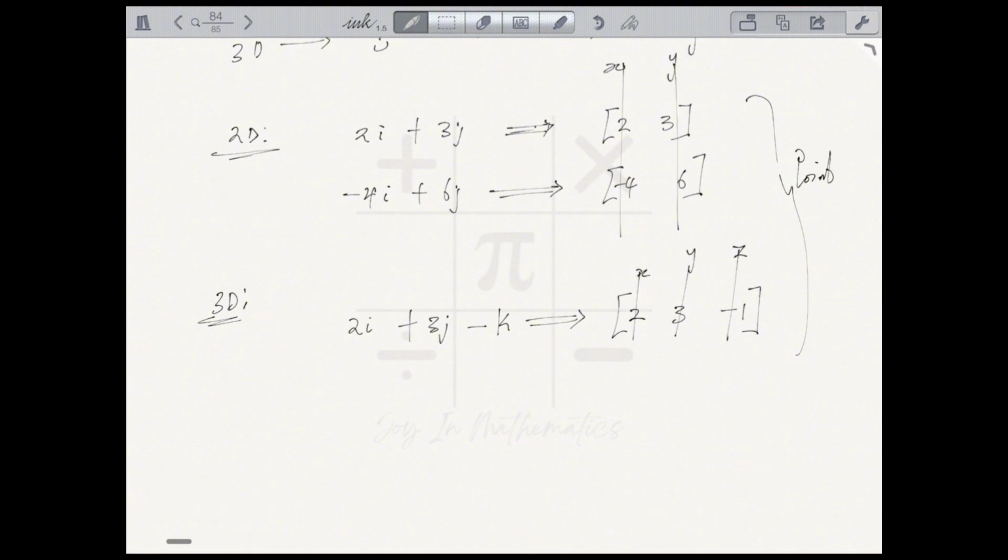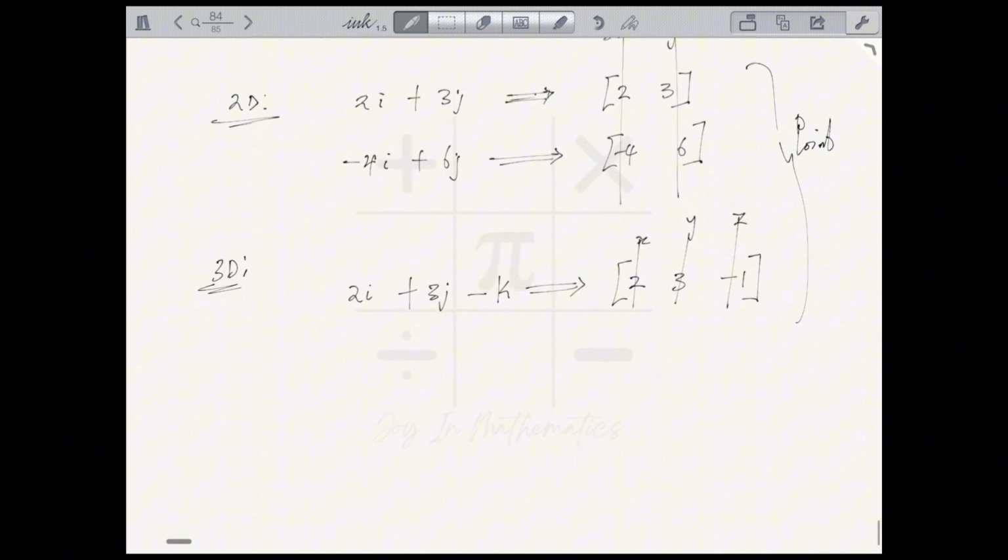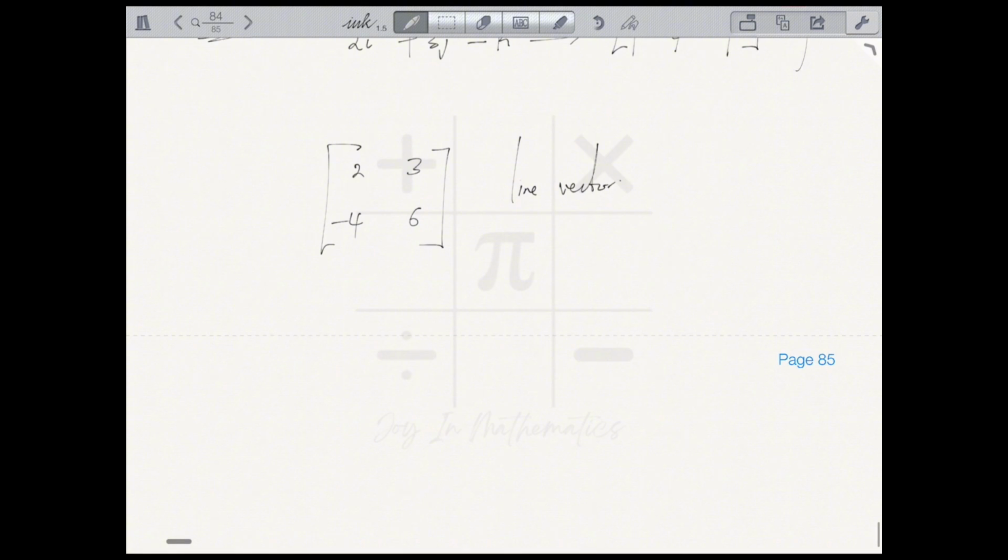Now a line, rather, is the combination of 2 points. So if I have 2 points, let's say I have 2, 3, -4, and 6, I can call this a line vector, because 2, 3 can be a point, -4 and 6 can be another point, and then when they come together they form a line. So in the next video we will learn how to use translation, and afterwards we'll learn scaling and rotation. We will learn them both in 2 dimensions and in 3 dimensions.